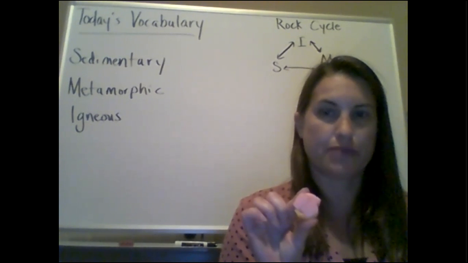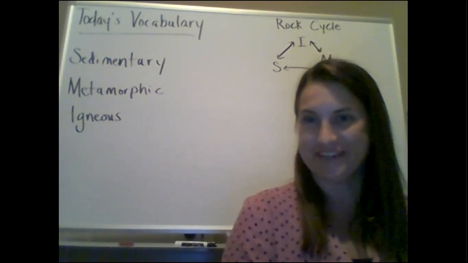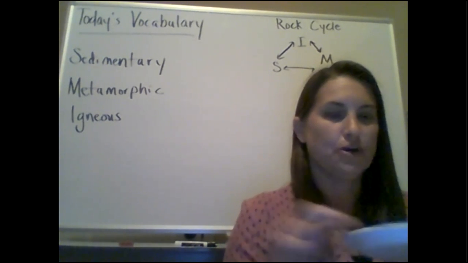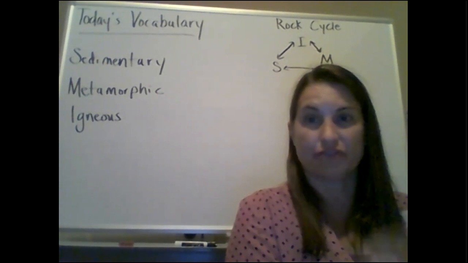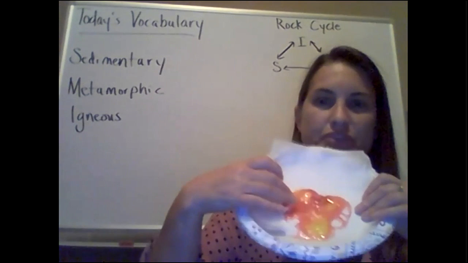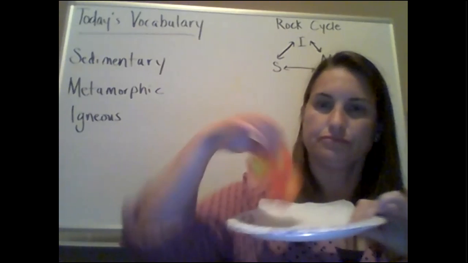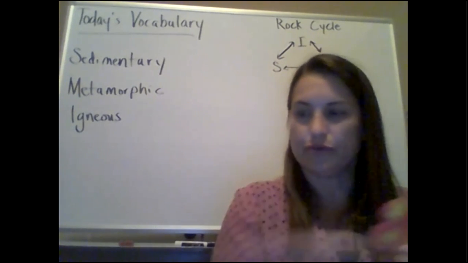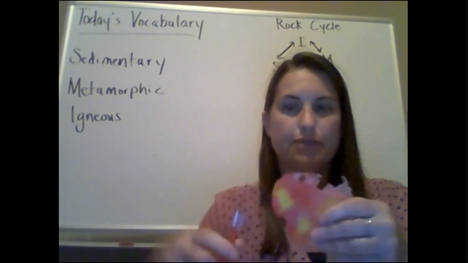So we're going to take our metamorphic rock. We're going to make sure we ask a parent before we do this, but we're going to take that metamorphic rock and put it on a plate with some wax paper, and we're going to melt it in the microwave for 30 seconds. And when you do that, it's going to melt like this. And when it cools, you have a solid, and you can take your scissors and cut it into little tiny pieces.